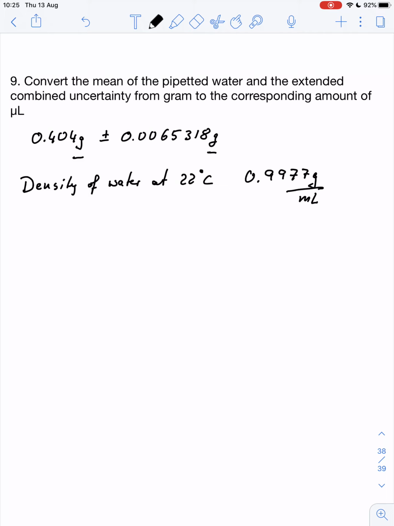So now we want to convert our grams into milliliters, and the easiest way to do that is we simply divide everything by the density. The 0.404 gram, we divide that by the density, 0.9977 grams per milliliter. Well, we see the grams cancel out, the milliliters go up there.